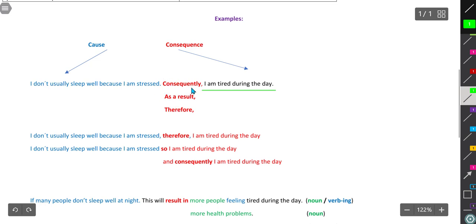So this is one way to describe consequences. There are other alternatives in the middle. In the middle we have a different position. For example, in this case, it says, I don't usually sleep well because I am stressed. Therefore, I am tired during the day. Or I don't usually sleep well because I am stressed. So I am tired during the day. Or for example, I don't usually sleep well because I am stressed and consequently I am tired during the day.